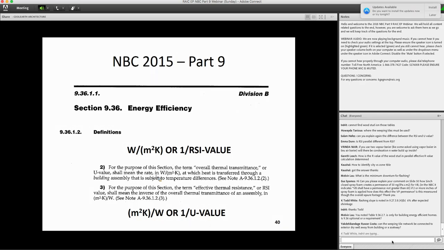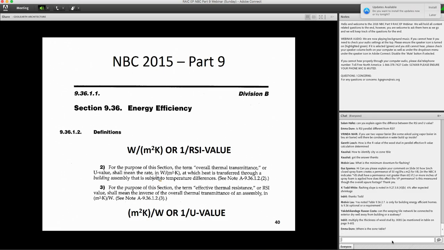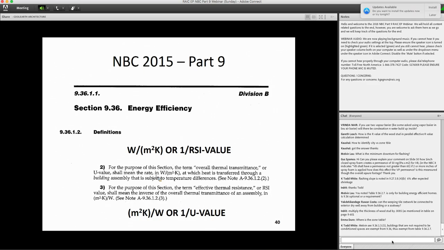What is the minimum downturn for flashing? Like I already said, I'm not sure, but usually it's 2% minimum, but you have to show some slope.